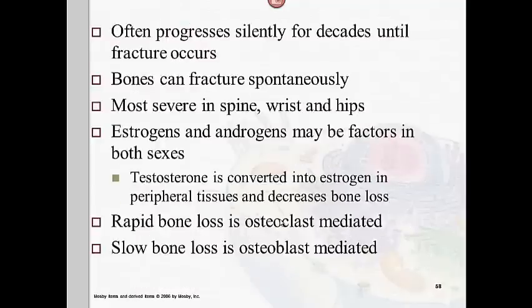Often it's asymptomatic, as we explained, or producing back pain. It is mostly severe in the spine, the wrist, and the hips. Estrogen and androgens, as I said, may be factors in both sexes. There is rapid bone loss which is mediated by osteoclasts, and slow bone loss mediated by osteoblasts.